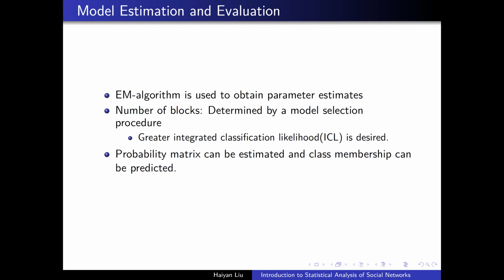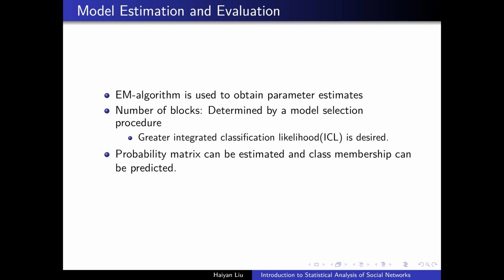How do we know the number of blocks in a network? We could use a model selection procedure. We could vary the number of clusters, choose 1 cluster, 2 clusters, 3 clusters, 4 clusters, and then use the EM algorithm to obtain the pi estimate and the class membership estimate. And then, of course, we have the estimated likelihood.